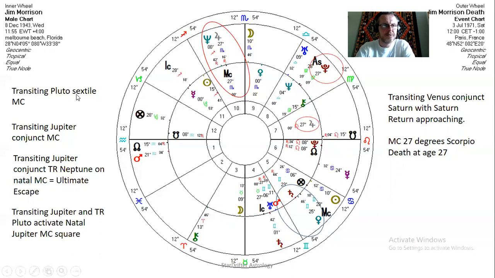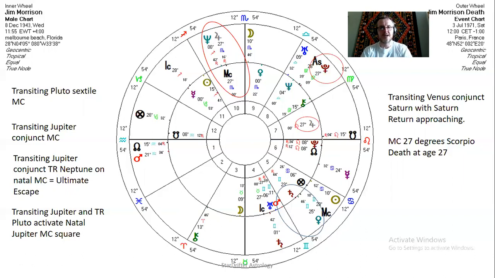Now, transiting Pluto was in sextile to the midheaven, Pluto at 27 degrees of Virgo and the midheaven at 27 degrees of Scorpio, in sextile aspect to each other. It's a harmonizing aspect, so things happen with ease generally with sextiles. Transiting Jupiter was conjunct the midheaven at the same time. Jupiter, 27 degrees of Scorpio, midheaven, natally 27 degrees of Scorpio. In the sky at the particular time, Jupiter was also in conjunction with Neptune. And we know how Jim used the transiting Neptune to escape through drugs and alcohol. What Jupiter does is make things bigger.